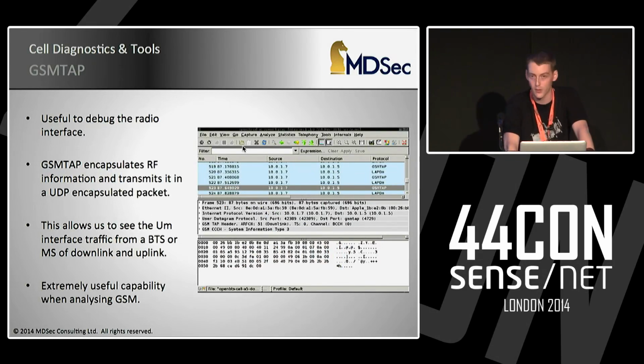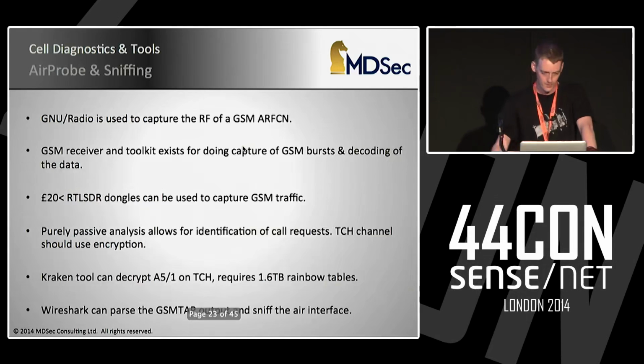You can access that through these open source tools. It encapsulates the radio frequency information and transmits it within UDP encapsulated packets. It allows us to see the air interface from either the base transceiver station or the MS, the mobile station, depending on where you position it in the environment. It's quite a useful capability when analyzing GSM environments to see what is actually being sent in the signaling channels. There's also AirProbe.